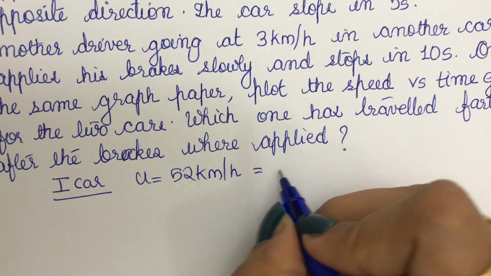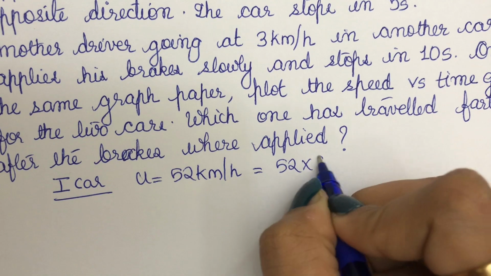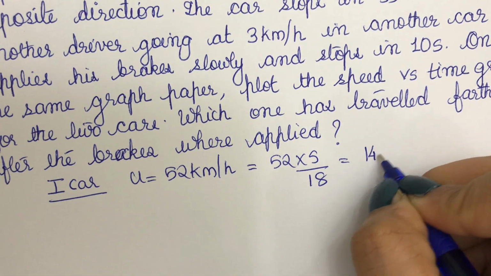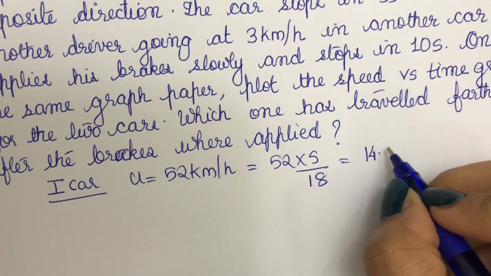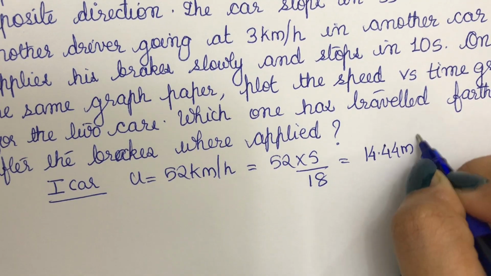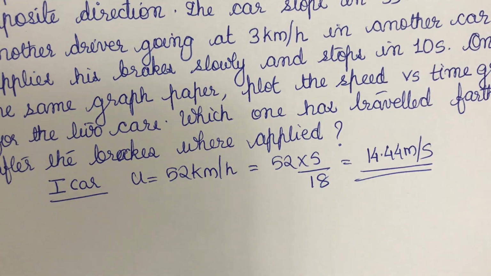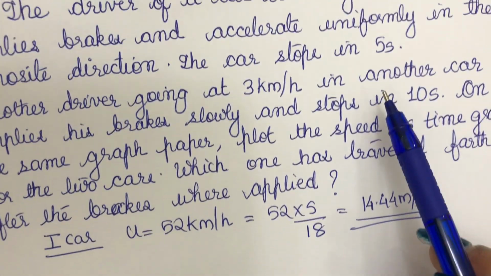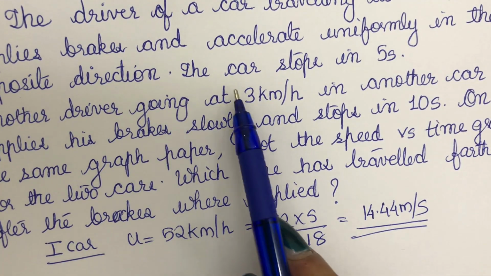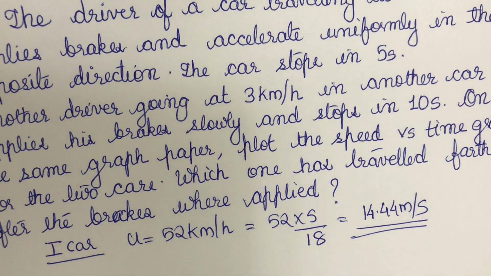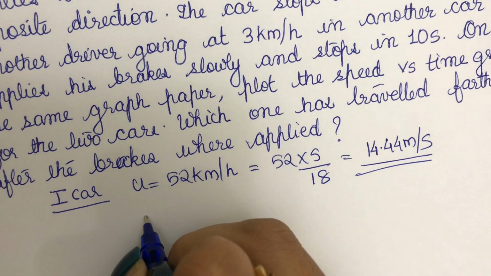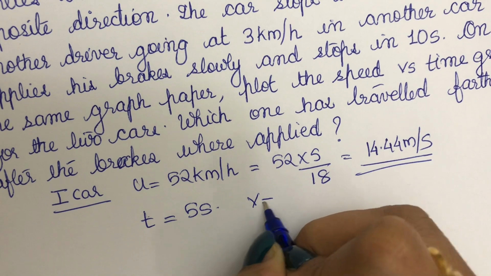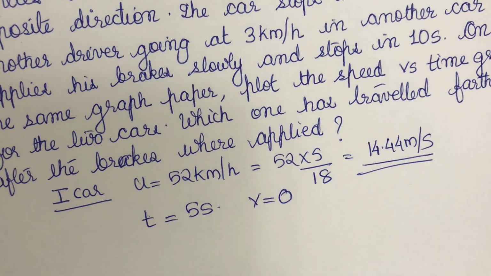When converted to meter per second, it will be 52 into 5 by 18. When calculated, it will be 14.44 meter per second. And now the brakes are applied in the opposite direction. The car stops in 5 seconds. Okay, the car stopped, then t is equal to 5 seconds. Then v became 0.